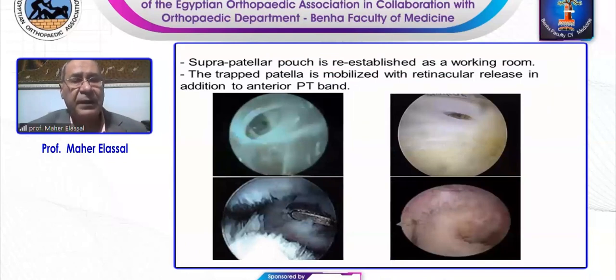Arthroscopy revealed severe fibrosis of the suprapatellar pouch and the gutters. So the suprapatellar pouch is re-established first at the working room. The trapped patella is mobilized with retinacular release in addition to the anterior patellotibial band. And this is the patellotibial band.